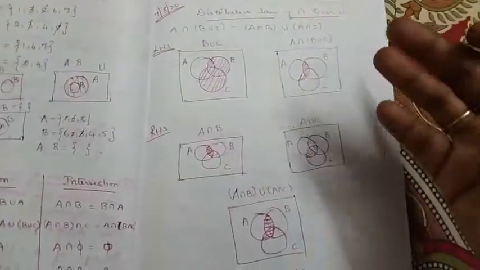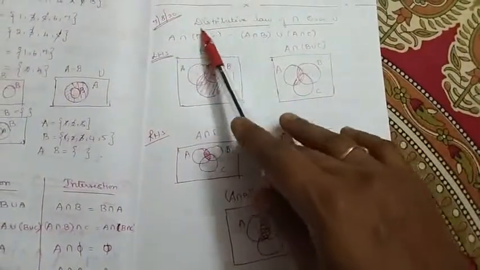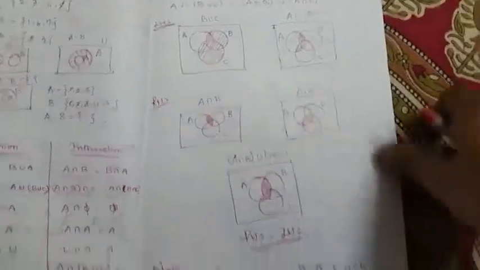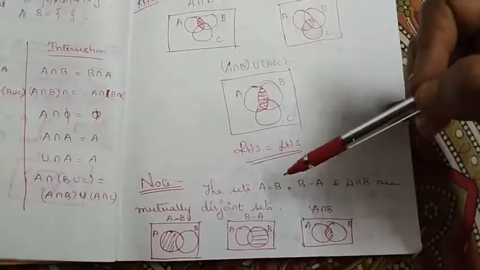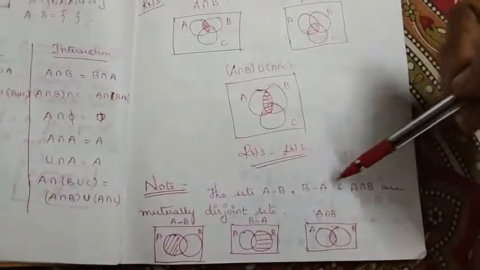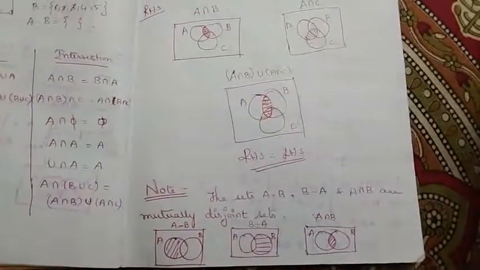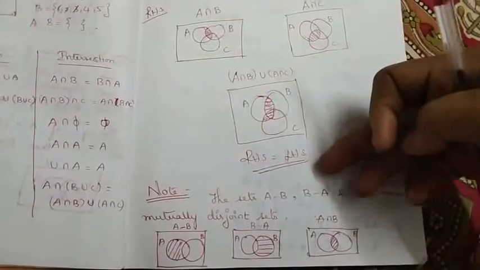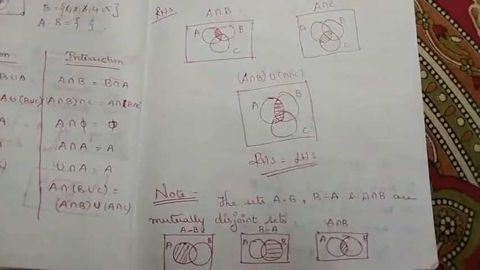This is how you have to perform the Venn diagram for whatever question you have. First you have to draw the Venn diagram for the things which are inside the braces, and then you proceed step by step. Right? And also we have seen the sets A minus B, B minus A and A intersection B are mutually disjoint sets. They do not have anything in common. A minus B is different, B minus A is different, A intersection B is different, right?